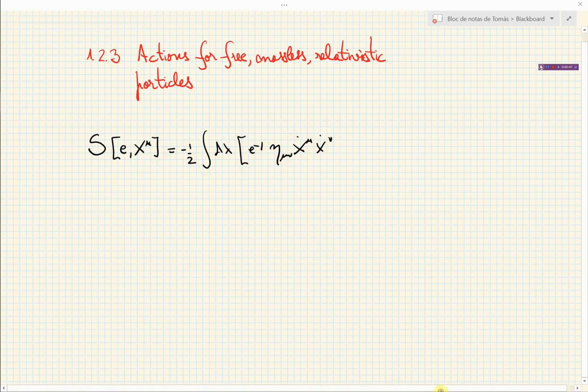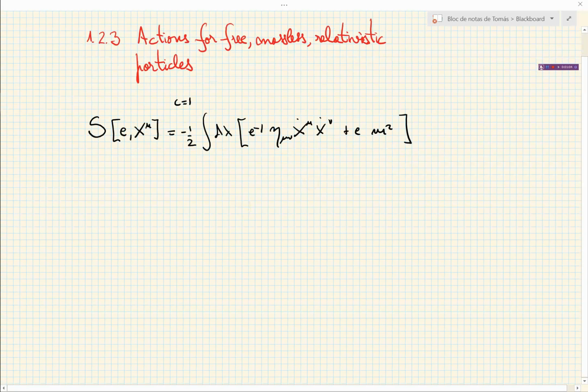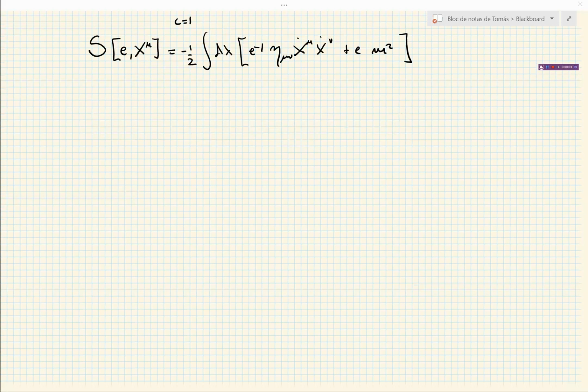ẋ^ν plus e m², here in units c equal to 1. Notice that this action is quadratic in the ẋ^μ's, which makes it much easier to quantize. Also, it admits the limit m going to 0. How do we check that it is equivalent? It is equivalent if we get the same equations of motion. So let us compute the equation of motion of the x^μ's.